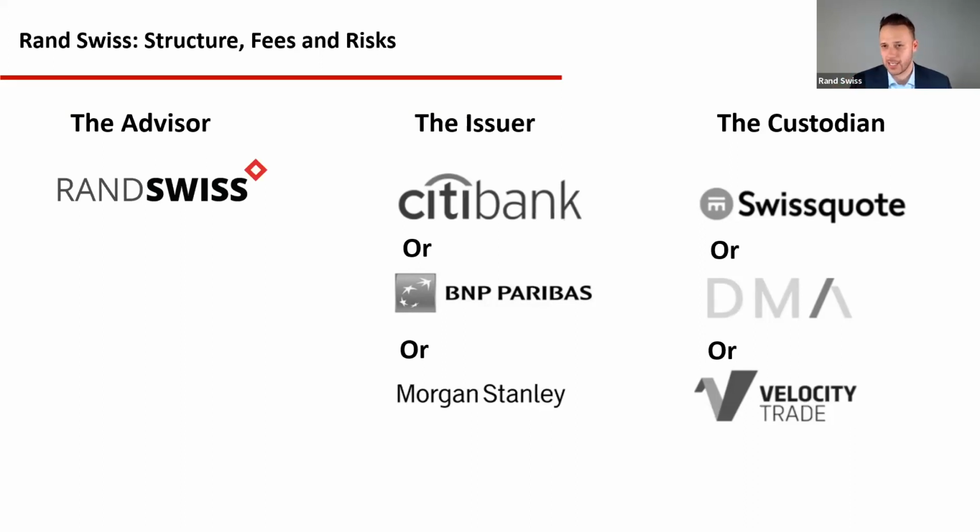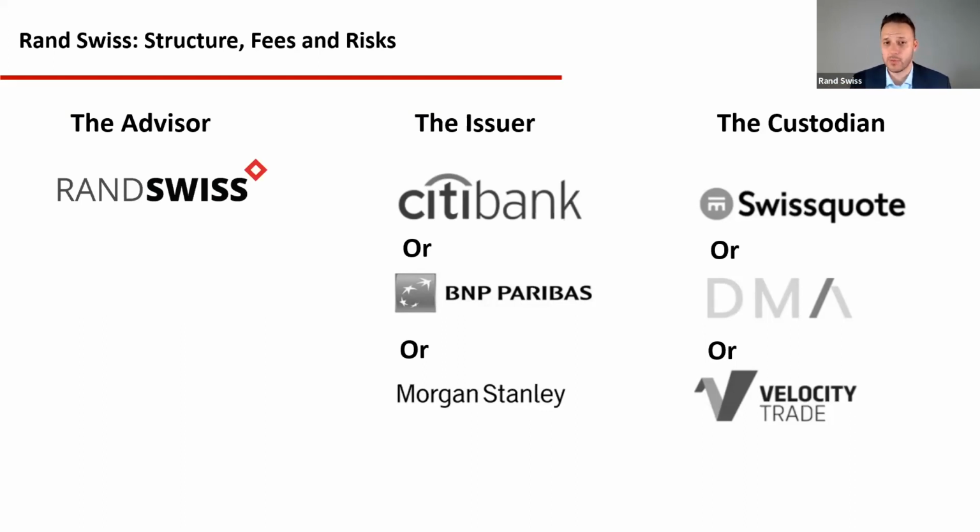And then the third entity involved in these structured products is your custodian. Where is your money? Where is your money sitting? It's not sitting on my balance sheet. It's not sitting on Rand Swiss's balance sheet. We are the advisor and the creator of the product. We are the one that's putting all of this together. We're fee clearing you. The issuer is the one that's making the promise, but the custodian is who's holding your money. It's the platform that the money is sitting on.